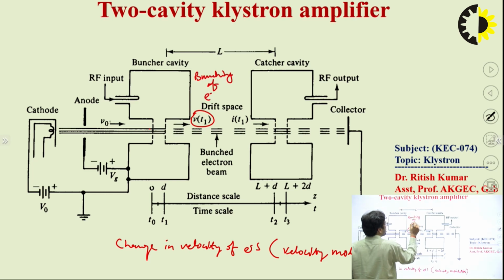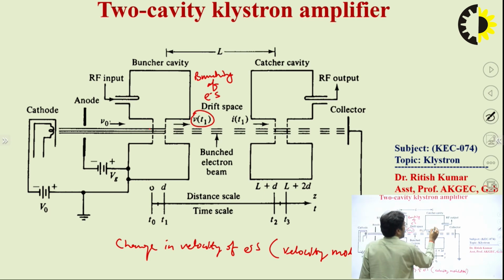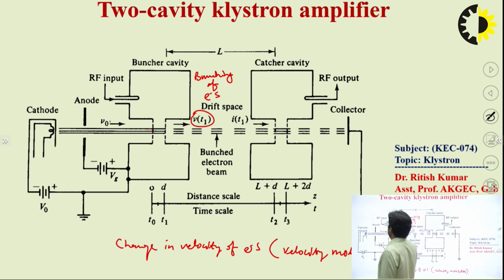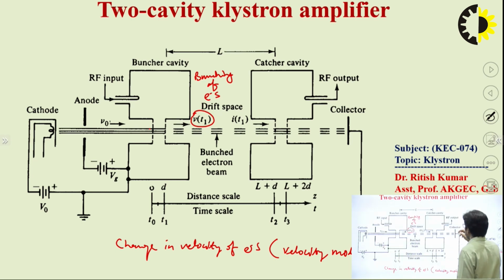Bunching of electrons happens, and these bunched electrons pass through the catcher cavity and release their energy in the form of current. We can take this current from the RF output signal, and this signal is amplified with respect to the input signal. All the electrons, or the electron beam, are collected by the collector here. So this is the basic working mechanism and architecture of the two cavity klystron.